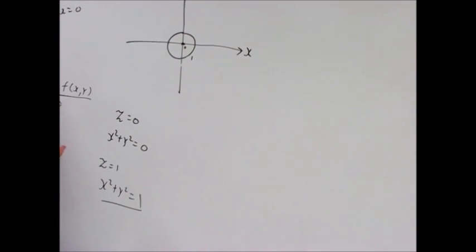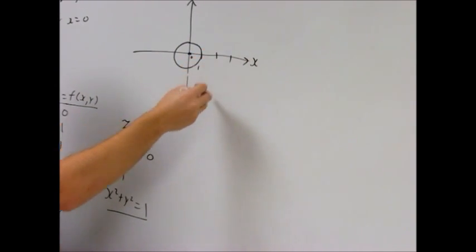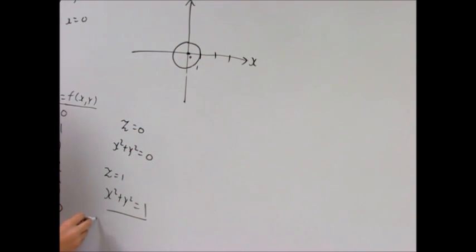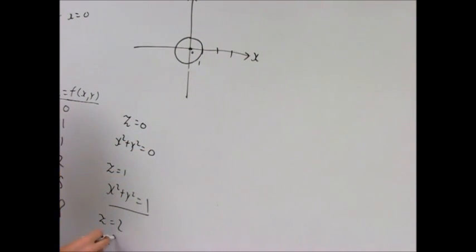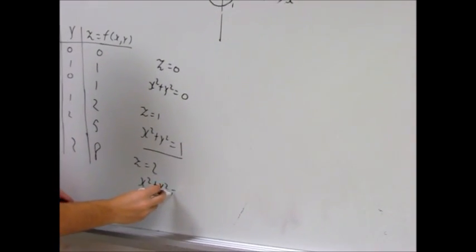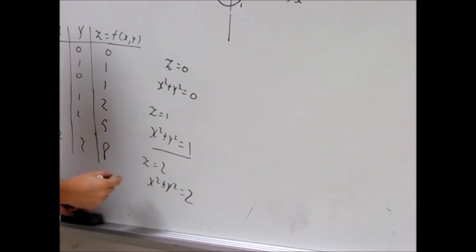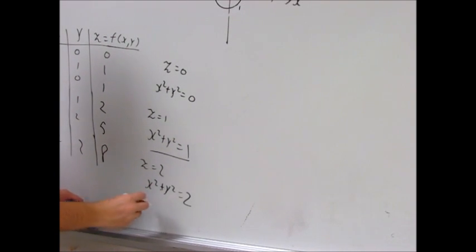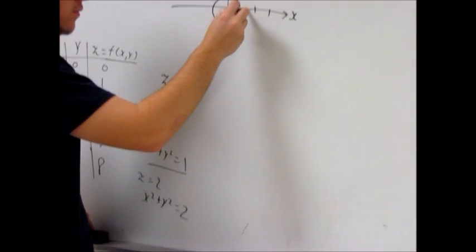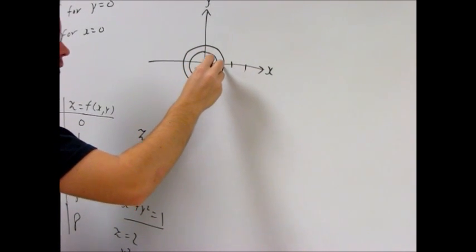Basically, you want to have them have equal intervals. So 1, 2, 3. And so z equals 2, 0, 1, 2. This will be the next one. x squared plus y squared equals 2. And that means that it's a circle with a radius square root of 2, which is about 1.4. So like this. That would be 2.